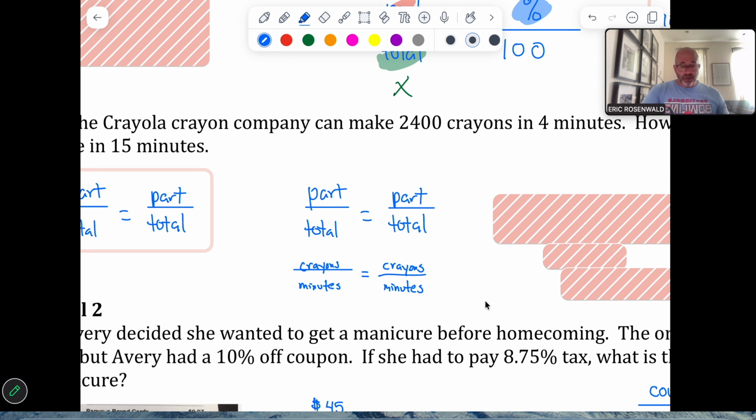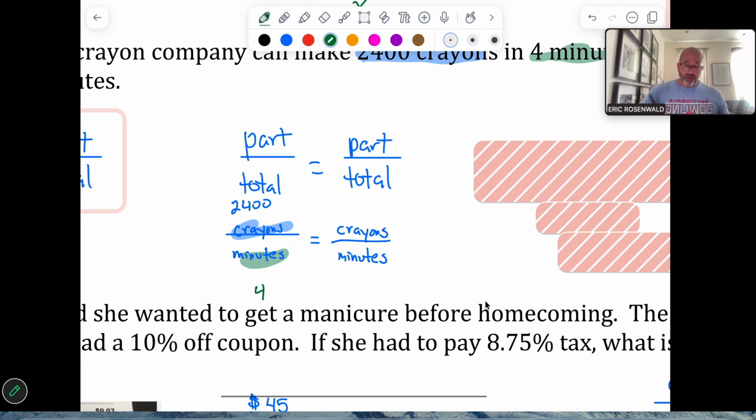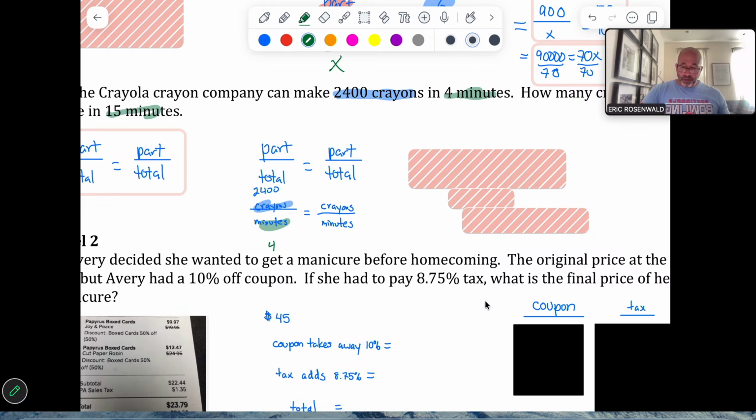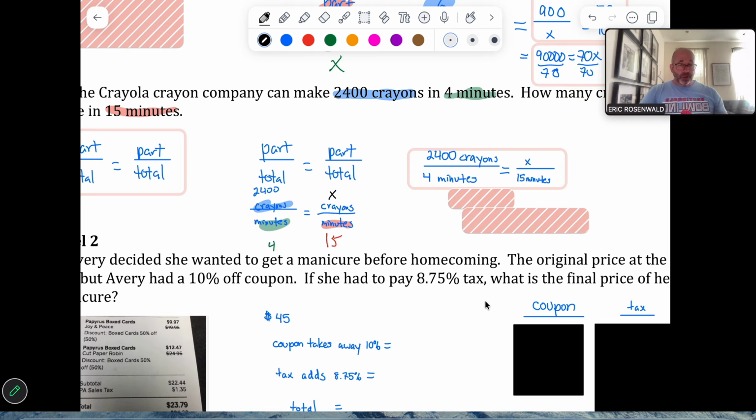First, they can make 2,400 crayons in 4 minutes. So they can make 2,400 crayons in, when we look at this, we're going to say 4 minutes. Okay, and then we say, well, how many crayons can they make in 15 minutes? So then we say, all right, well, let's match up things. We have 15 minutes here is what they're giving us. So it's 15 minutes. And what we don't know is how many crayons. So we've got a classic problem where we just got a proportion that we set up.